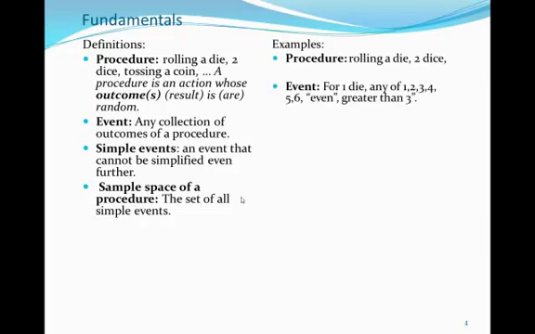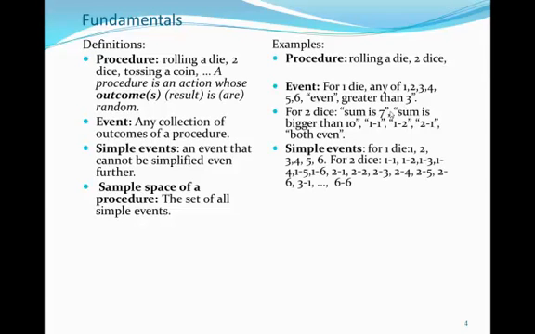Let's take a look at examples, right? First one is procedure. So rolling a die, rolling 2 dice. That is a typical procedure. Event. For 1 die, right? Any of 1, 2, 3, 4, 5, 6. Like getting a 1, getting 2, getting 3, getting 4, getting 5, getting 6 is an event. And getting even number is an event. Getting a number which is greater than 3 is an event. For 2 dice, sum is 7, sum is bigger than 10, 1-1, 1-2, 2-1, both event. That could be event too.